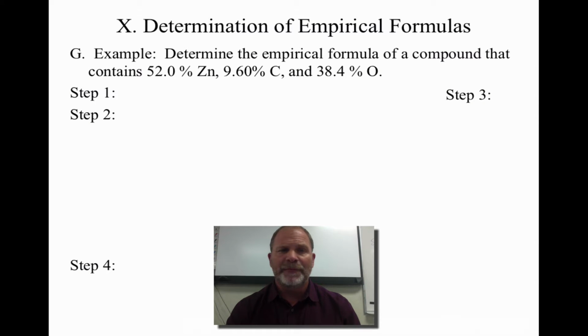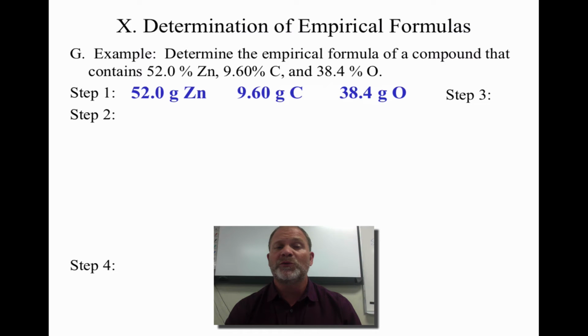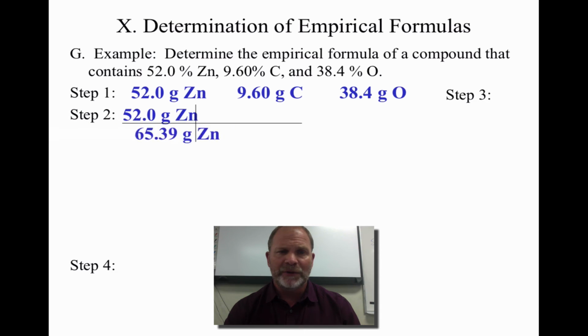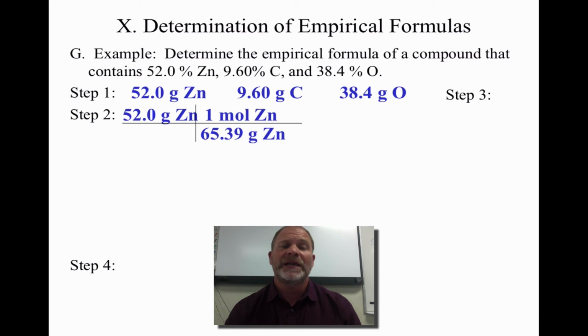A second example: we now have a sample made up of 52% zinc, 9.06% carbon, and 38.4% oxygen. First of all, assuming 100% equals 100 grams, I change my percents to grams. Again, knowing it's not a gram to gram to gram ratio, it's a mole to mole to mole, once again we use molar mass. So I have 52 grams of zinc, and I want to change it to moles. I look on the periodic table, and zinc weighs in at 65.39 grams.